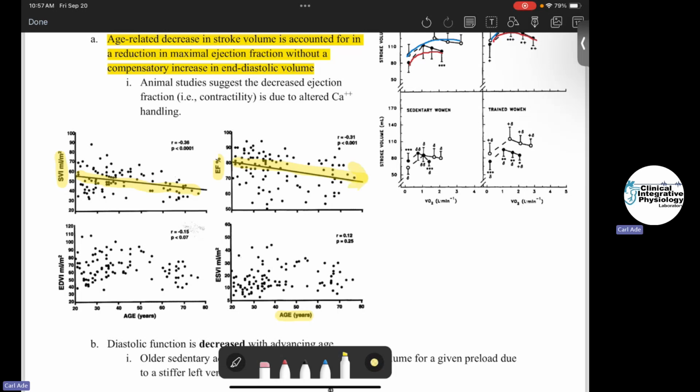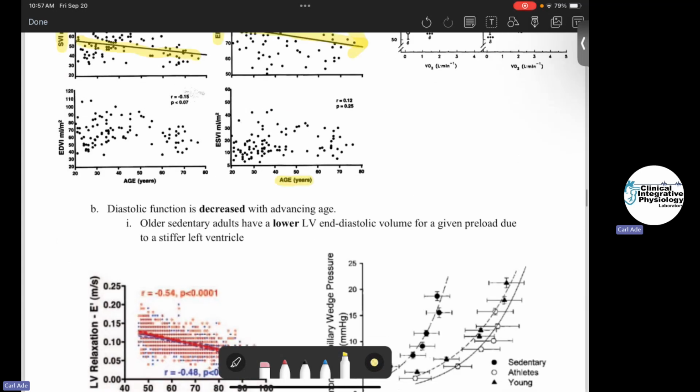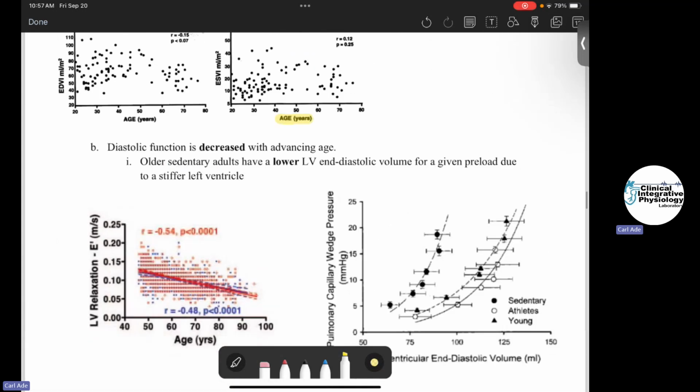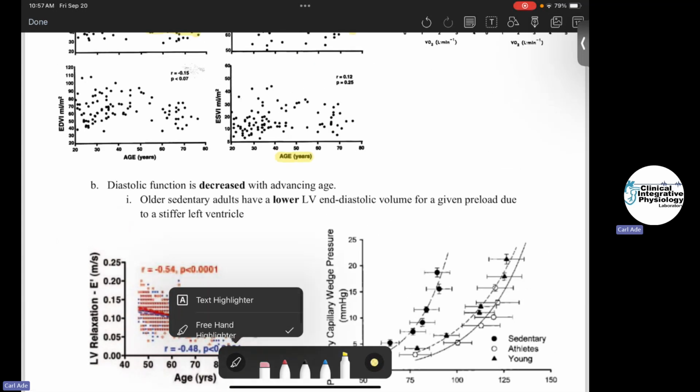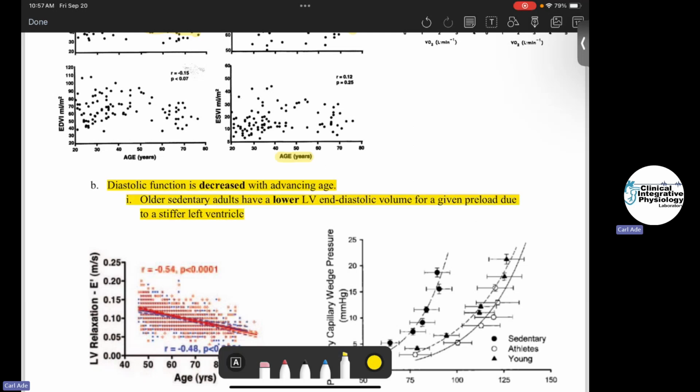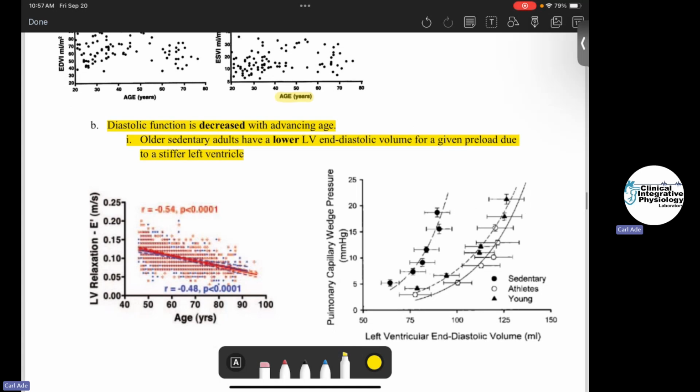So if we dig into some of the animal studies, it all kind of suggests this may be due to impaired calcium handling as we get older. We can't fill the heart as well as we age, which means aging is associated with diastolic function decreases. Older adults have a lower end diastolic volume for any given preload. This is due to the ventricle being stiffer.